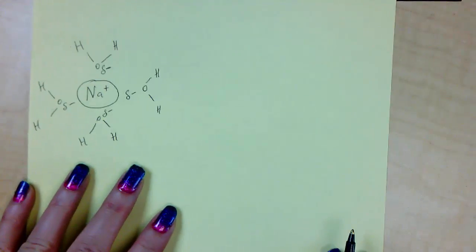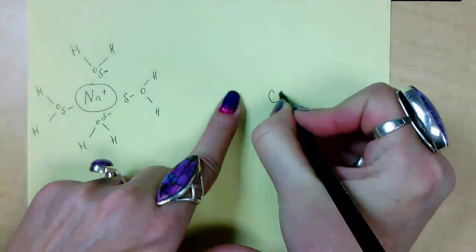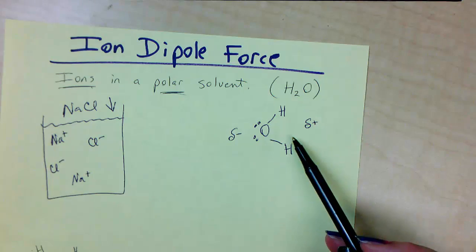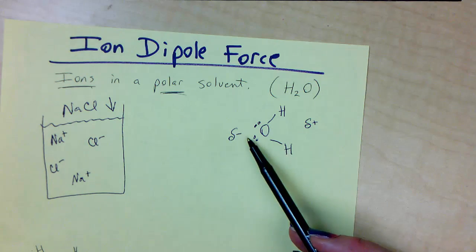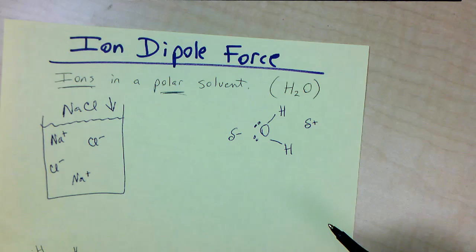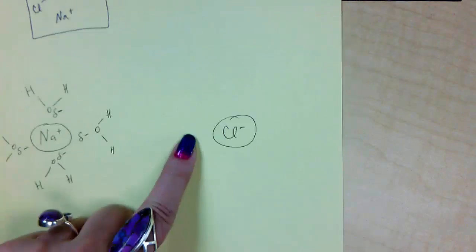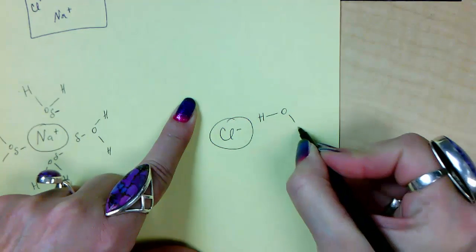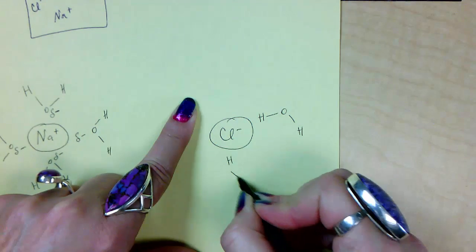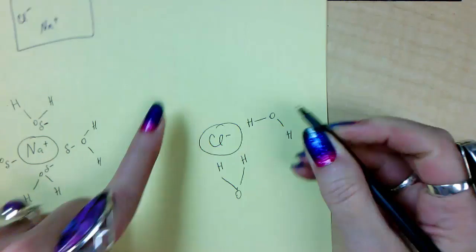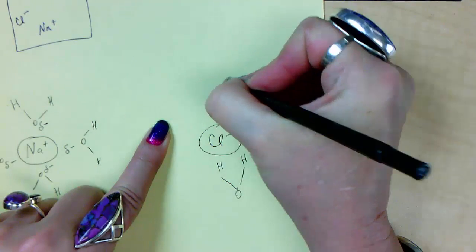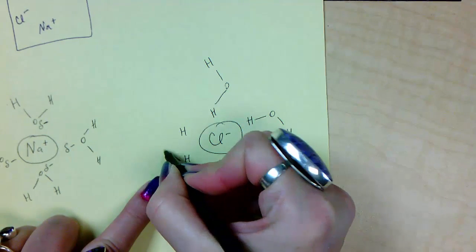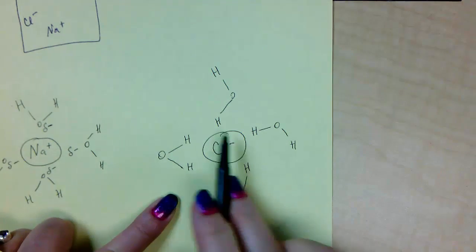And so let's look at what Cl- has around it. So Cl is -1 charged. So again, what's going to be pointing towards it? The oxygens or the hydrogens? So you're right if you said the hydrogens. So the hydrogens are going to be pointing towards the chlorine. So I'm going to draw some hydrogens pointing in towards the chlorine.